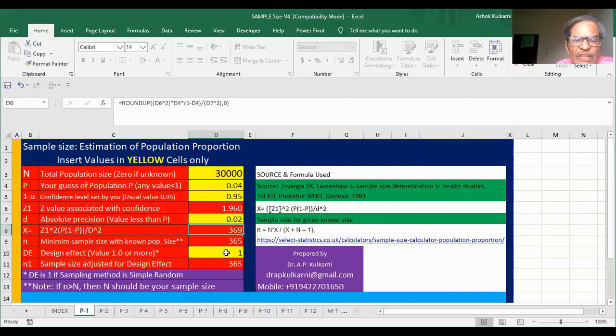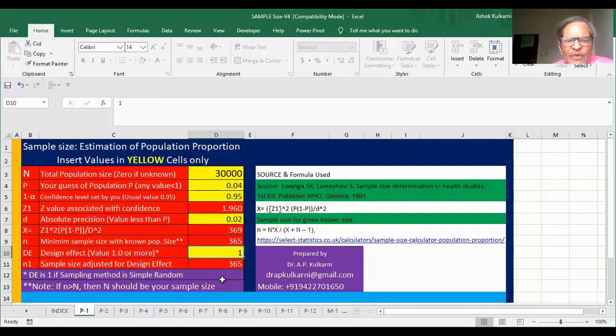So the precision is 0.02. The minimum sample size required with the known population size is 365. The sample adjusted for the design effect is 1. The design effect is to be entered only if you are not resorting to simple random sampling. If your sampling is something other than simple random sampling, then only the design effect is to be entered. If your sampling method is simple random sampling, the design effect is supposed to be 1 only.